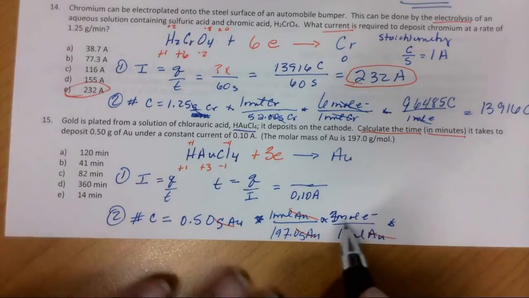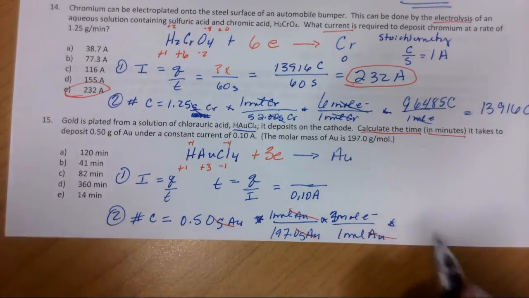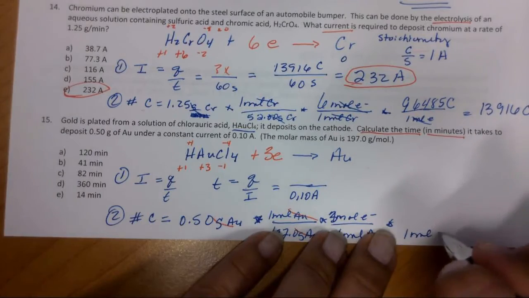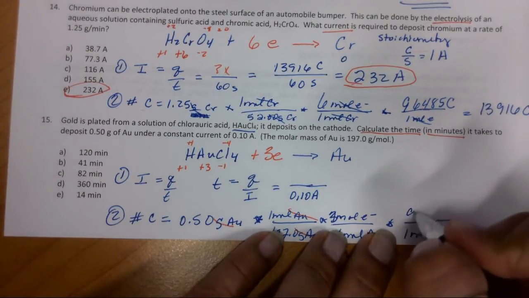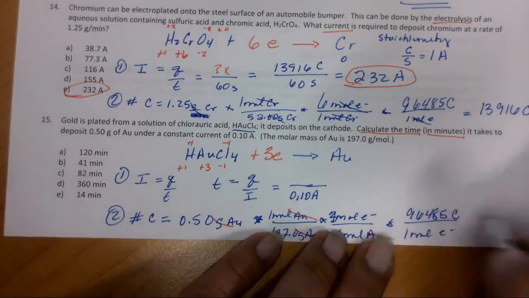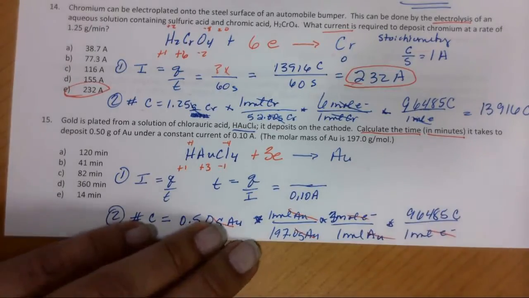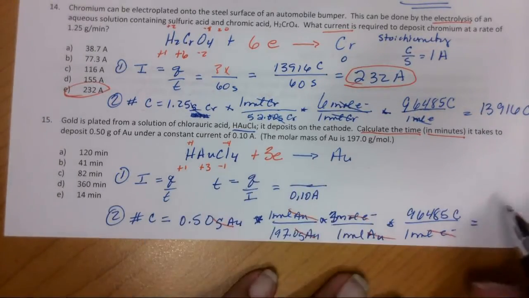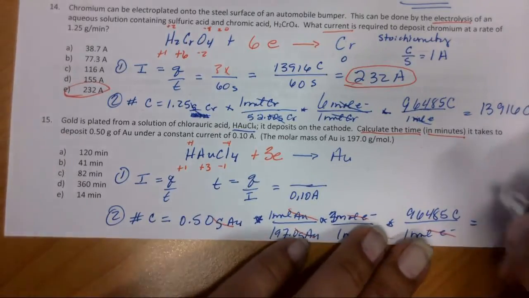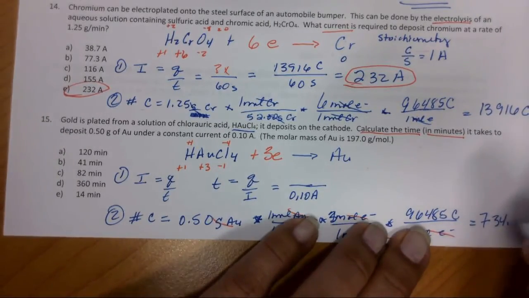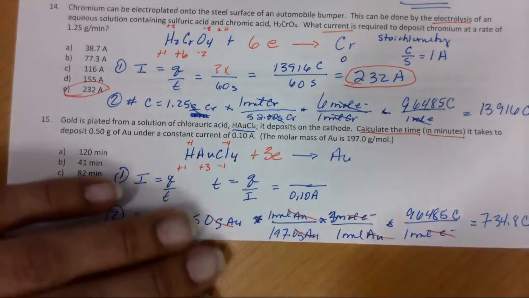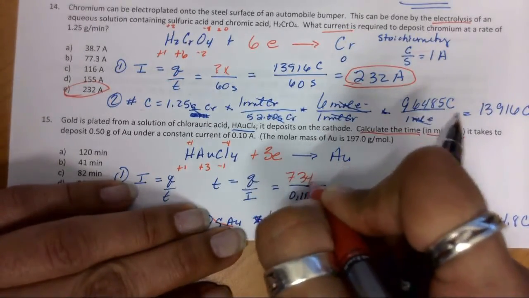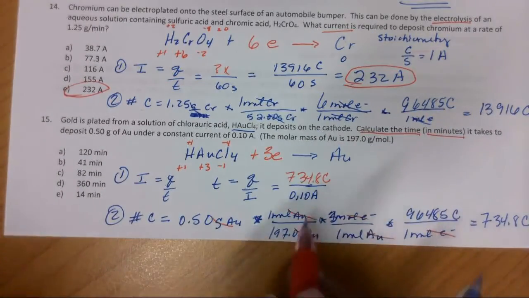But I don't want to know the number of moles that I have. I want to know about the coulombs. So I'm going to use the Faraday. For every 1 mole of electrons, I have 96,485 coulombs. And what does that leave me? I wanted to know coulombs, and all my units canceled out, and that gives me 734.8 coulombs. So I'm going to write that here. 734.8 coulombs.